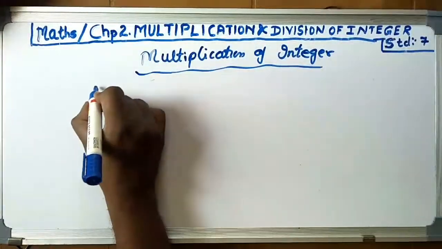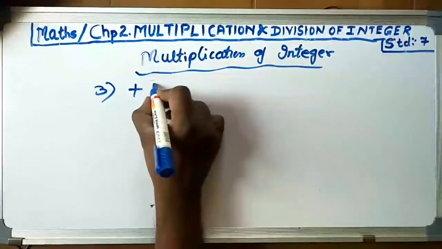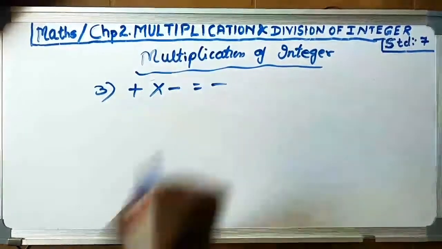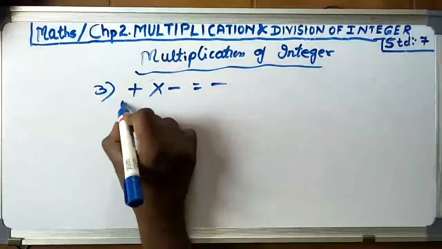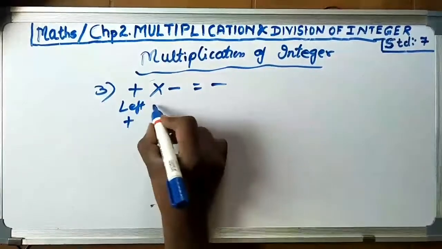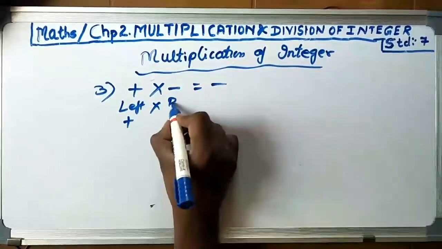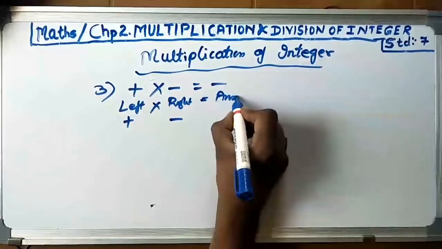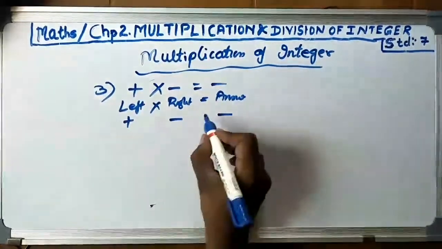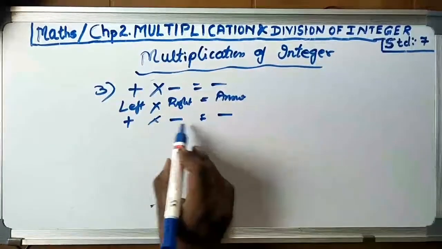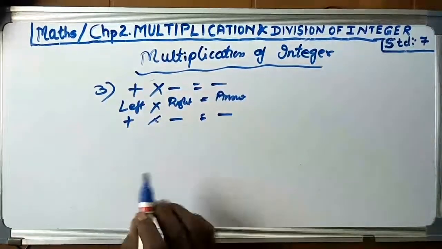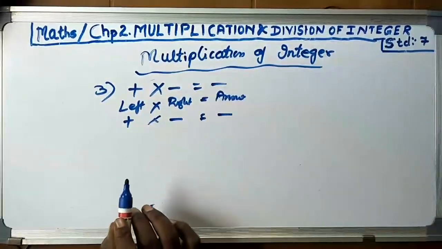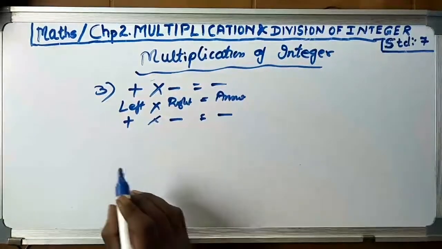The third golden rule is plus into minus is equal to minus. On the left side, plus sign. On the right side, minus sign. But in the answer, minus. Plus into minus is equal to minus. That means here also in the answer, you have to write the negative sign.